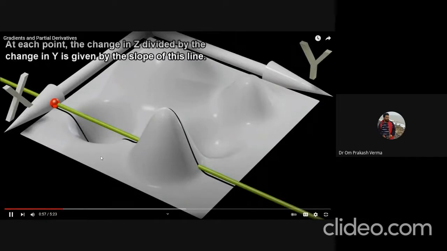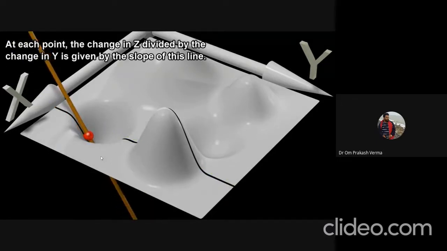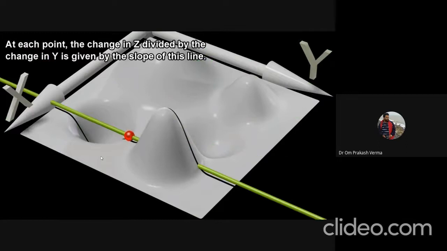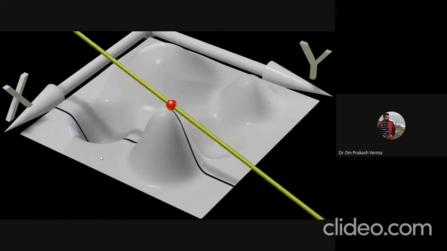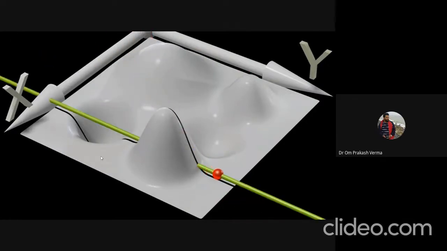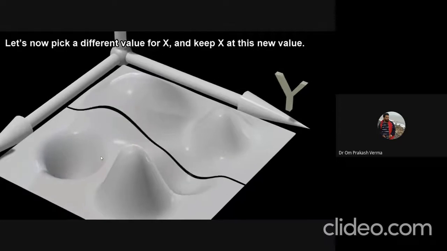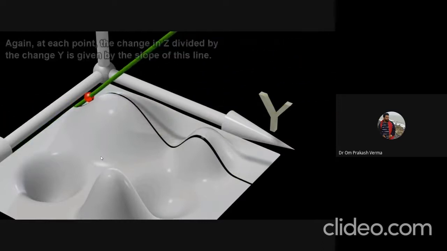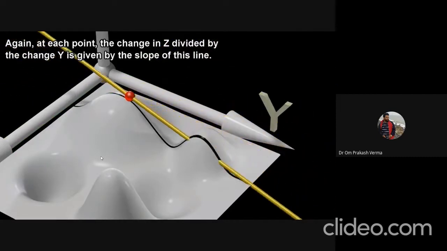You can see it here. At each point, the change in z divided by the change in y is given by the slope of this line, dz by dy. Red indicates a negative slope. Let's now pick a different value for x and keep x at this new value. Again, at each point, the change in z divided by the change in y is given by the slope of this line.